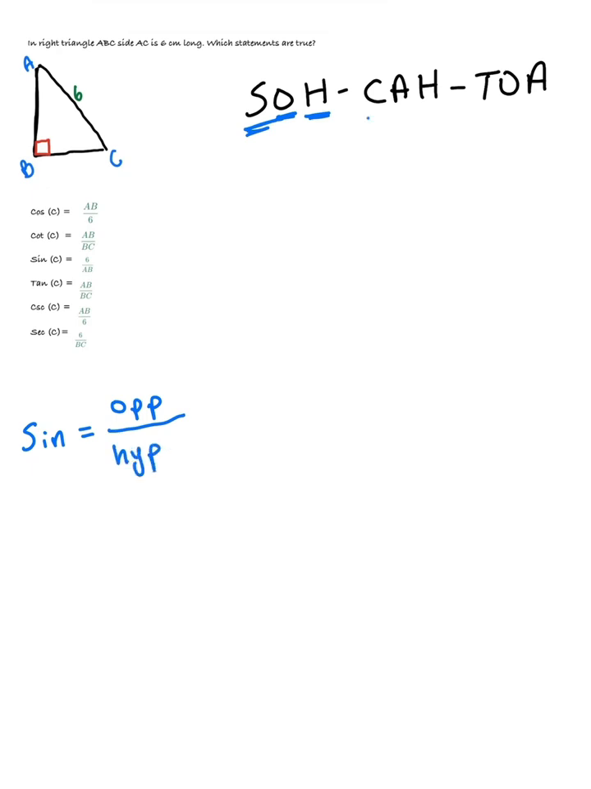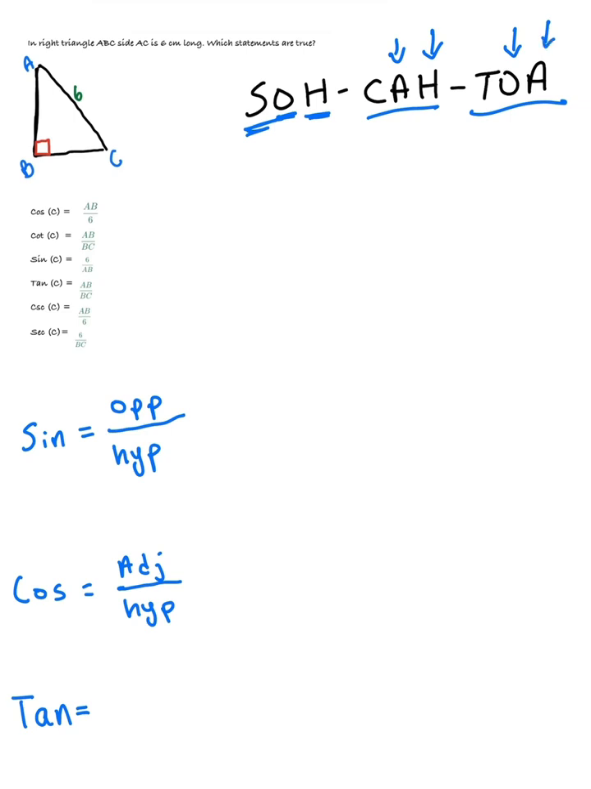We have CA, which represents cosine, and that's equal to adjacent over hypotenuse. That's why we got the A and H. I'm going to abbreviate adjacent with ADJ and hypotenuse with HYP. Then we have TOA. That one represents tangent, TAN, which is equal to opposite over adjacent.